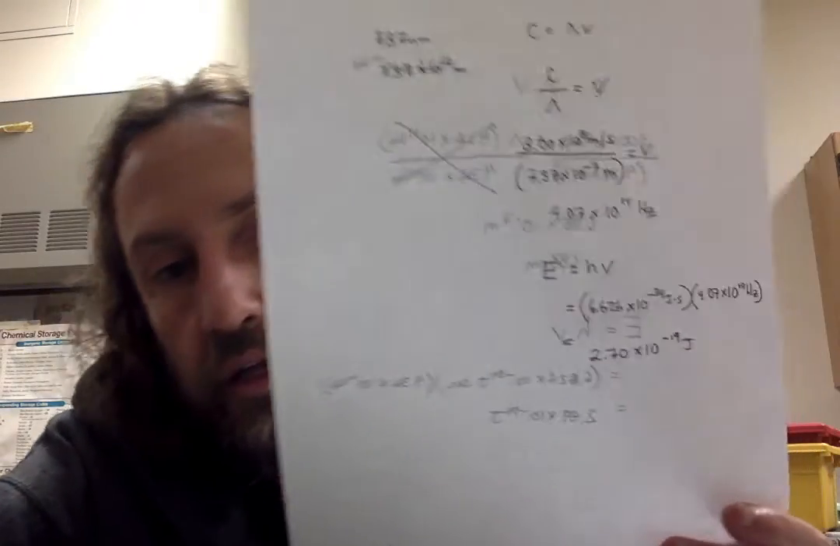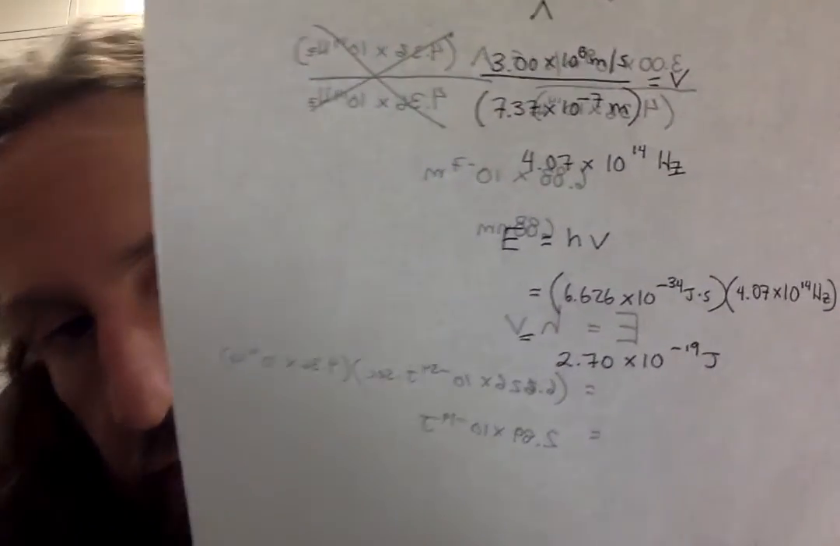So we'll take that answer times 6.626 times 10, and I get 2.70 times 10 to the negative 19th joule. And don't we seem extremely smart? So we use the wavelength to find the frequency and the frequency to find the energy.